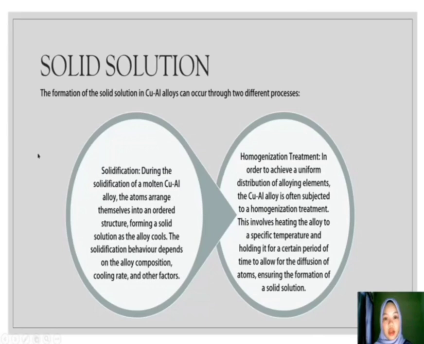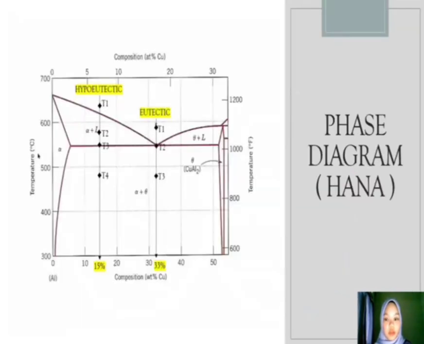For solid solution, it occurs through two different processes, which are solidification and homogenization treatment. Solidification is when the atoms arrange themselves into an ordered structure, forming a solid solution as the alloy cools. And for homogenization, in order to achieve a uniform distribution of alloy elements, the alloy is subjected to a homogenization treatment.